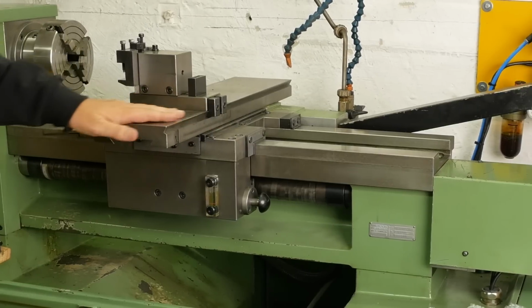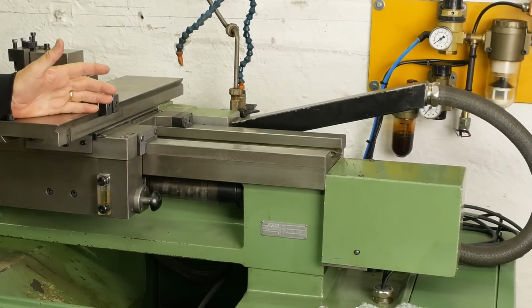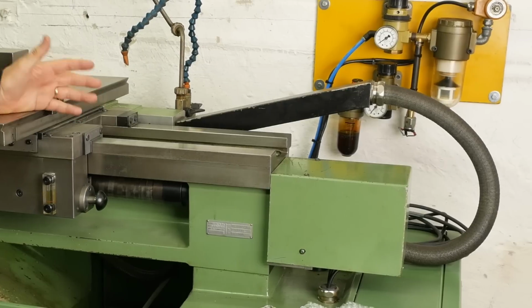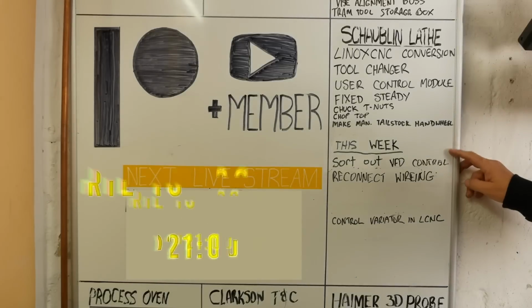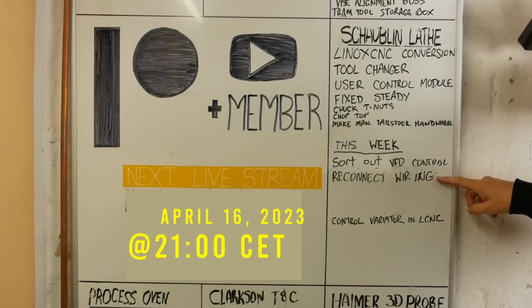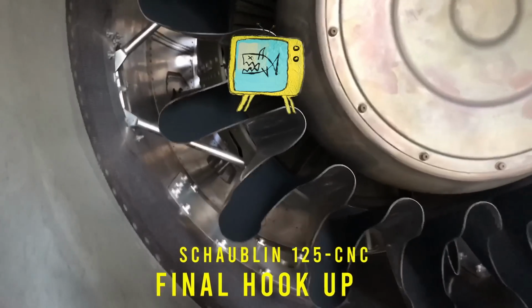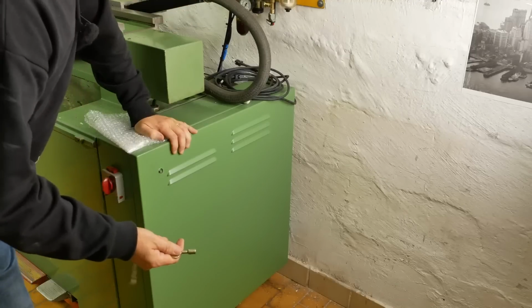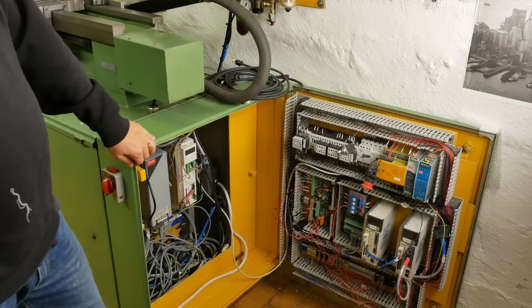I've been upgrading this beautiful old Schaublin 125 CNC to a modern controller, LinuxCNC. Haven't worked on it for a while, I was on holiday. Man, I wonder what I was up to. I need to connect up all the wiring again. Before I went away on holiday, I put all the parts into the control cabinet, but then I just closed the door and didn't connect anything.